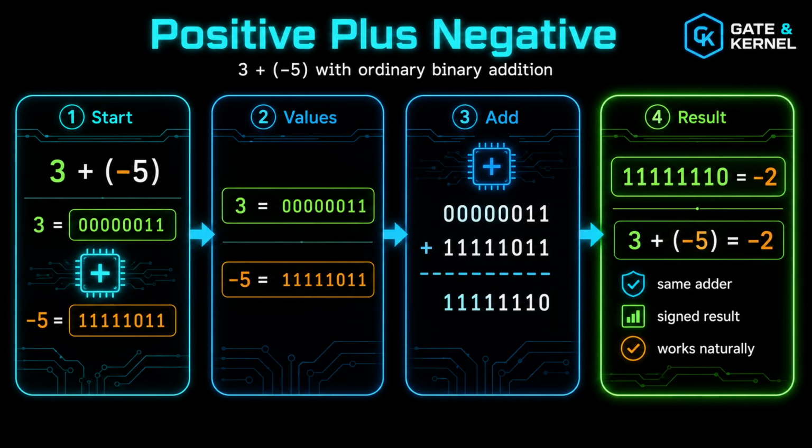Chapter 15. Positive plus negative. Now consider 3 plus -5. Positive 3 is 00000011. Negative 5 is 11111011. Add them normally. The result is 11111110. In signed 8-bit 2's complement, that pattern represents -2. So, 3 plus -5 equals -2. Again, ordinary binary addition produces the correct signed result.